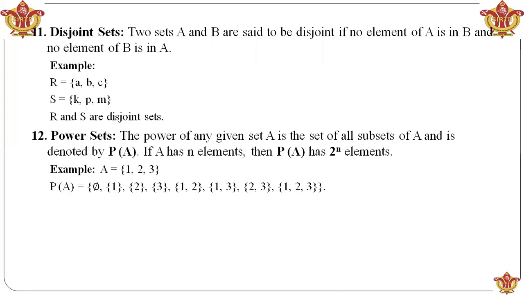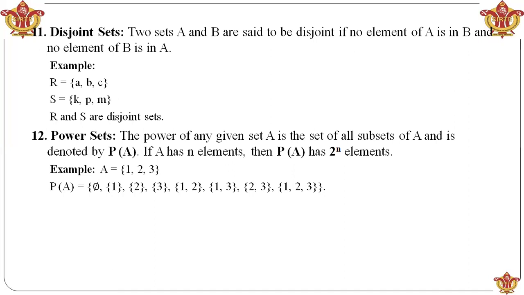In the continuation of set theory, we're going to discuss the disjoint set. What is a disjoint set? Two sets A and B are said to be disjoint if no element of A is in B and no element of B is in A. Let's take an example. If a set R has A, B, C, and one more set S has K, P, M, then set R and set S are disjoint because both sets have different elements. So we can say that these sets are disjoint, right?